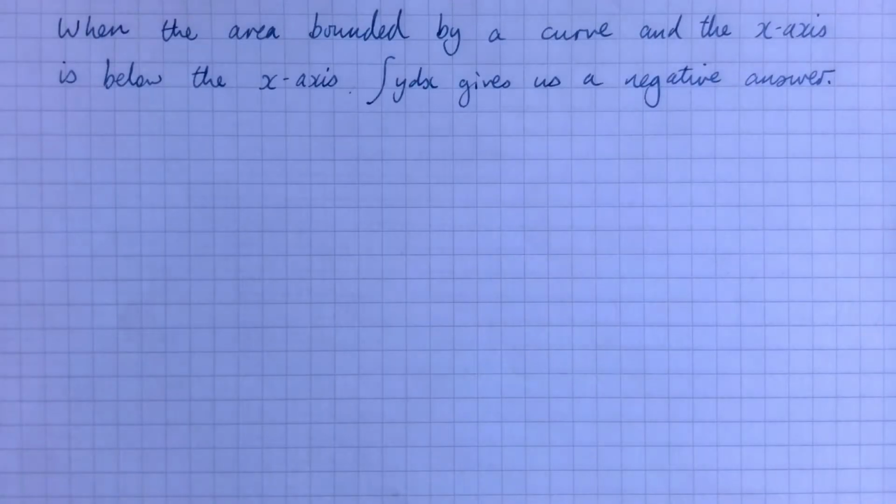Right, first little maths factoid for you to write down is here. When the area bounded by a curve and the x-axis is below the x-axis, the integral will give us a negative answer. Copy that down and think about what that means.